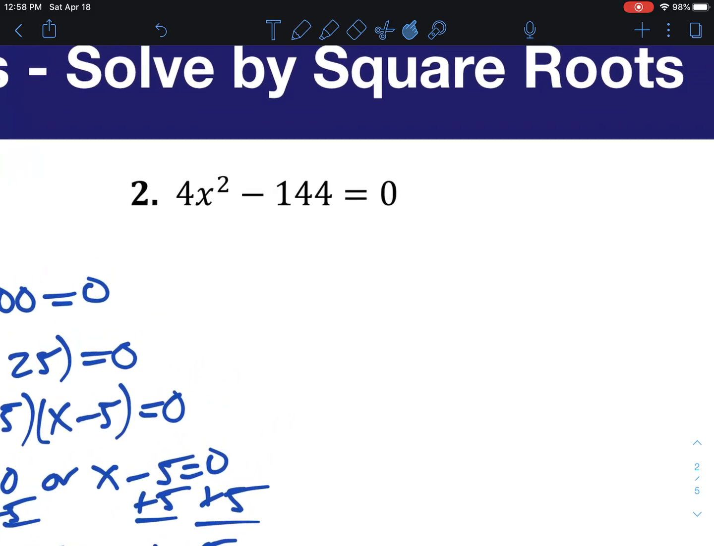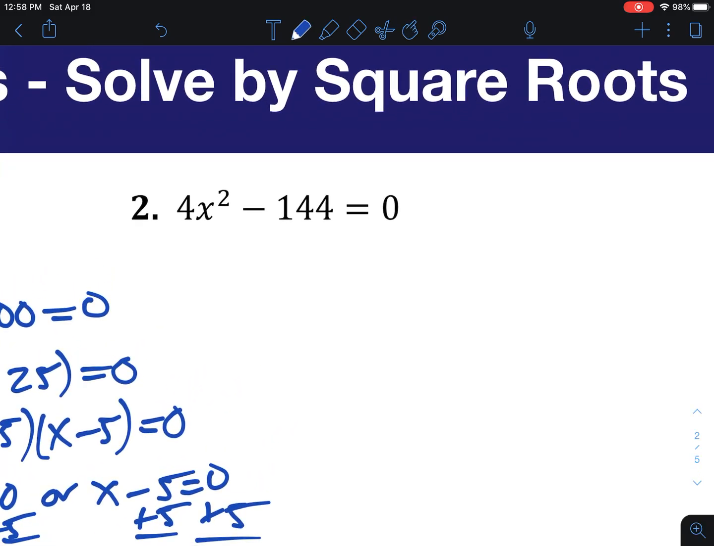So I'm going to stick with the square root method just because it's a little bit quicker, and that's where this video is kind of focusing on anyways. So I'm going to add this 144 over.